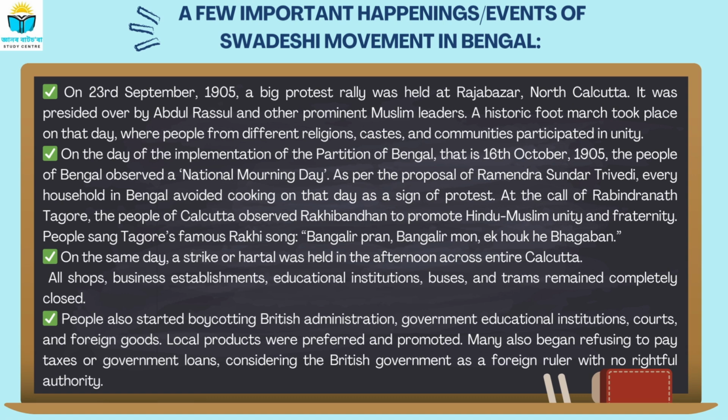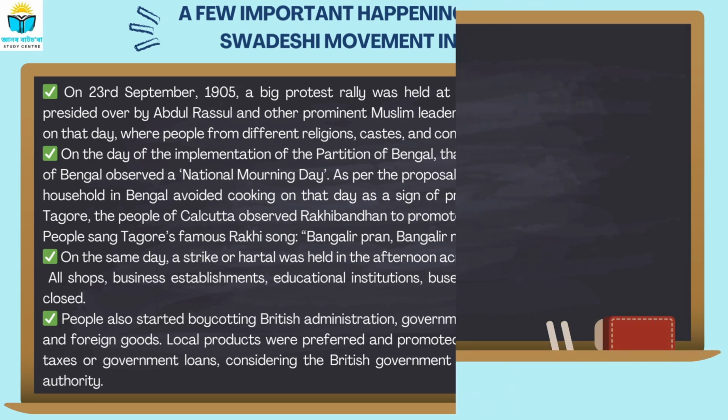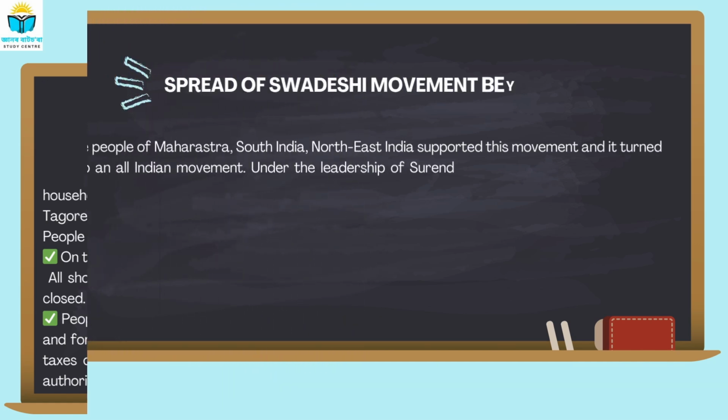On the same day, a strike or hartal was held in the afternoon across entire Calcutta. All shops, business establishments, educational institutions, buses, and trams remained completely closed. People also started boycotting British administration, government educational institutions, courts, and foreign goods. Local products were preferred and promoted. Many also began refusing to pay taxes or government loans, considering the British government as a foreign ruler with no rightful authority.